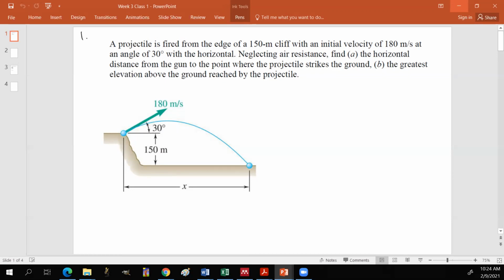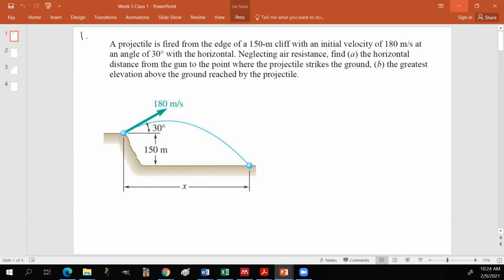And the thing to remember is, what is the condition when you have maximum elevation? The velocity in the y direction is zero. Velocity in the y direction is going to equal 0, right? So that is the condition for your maximum height.